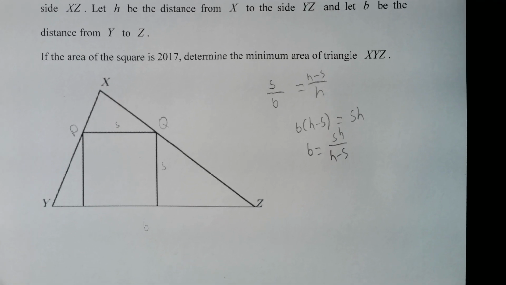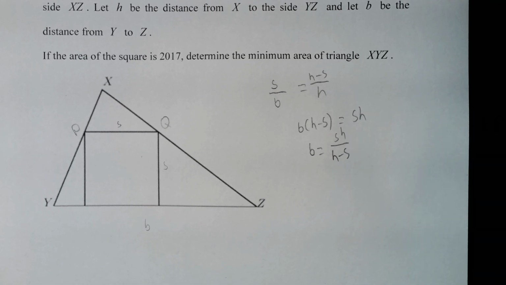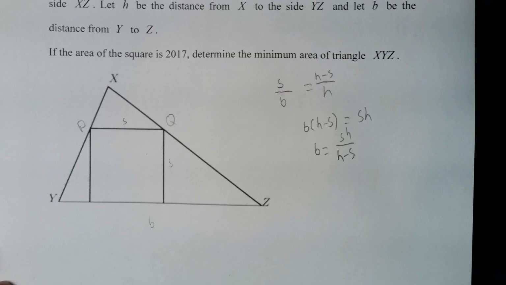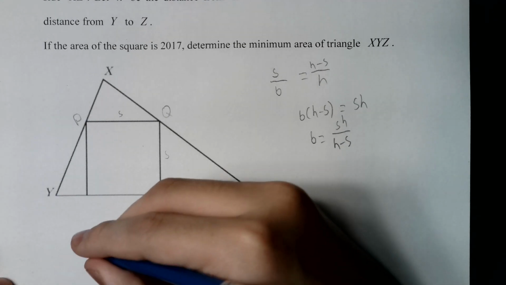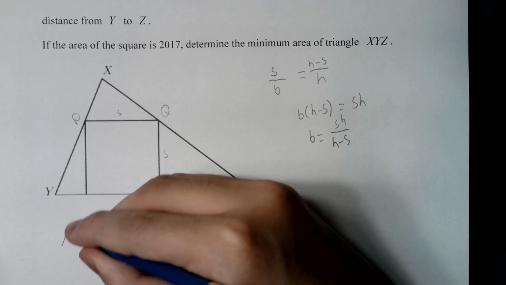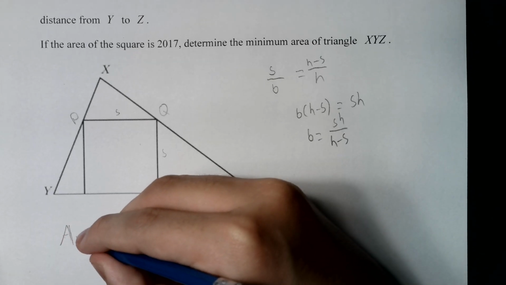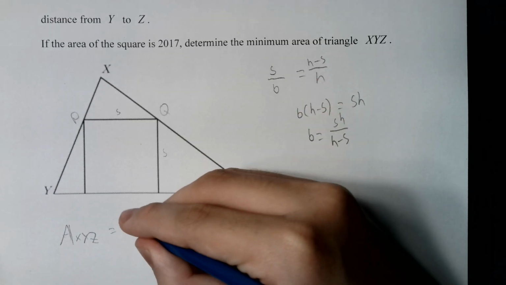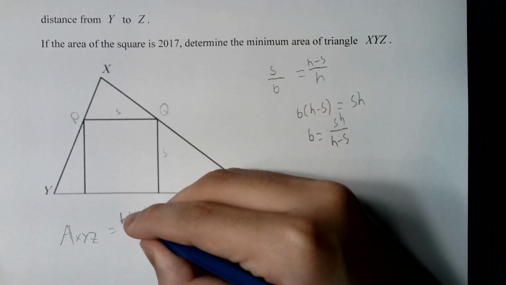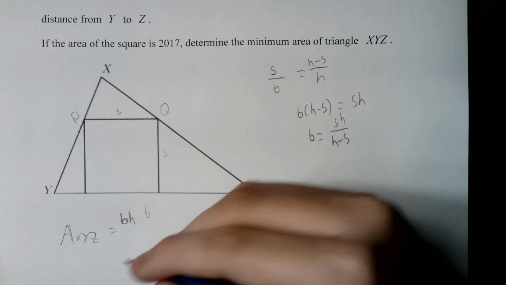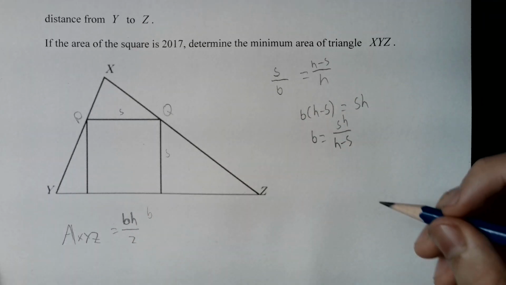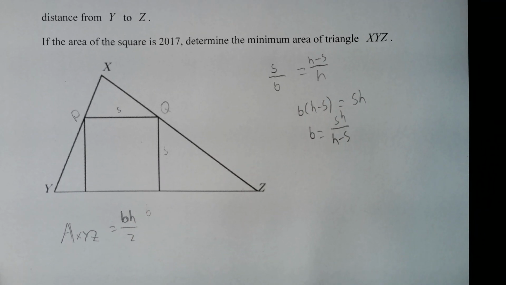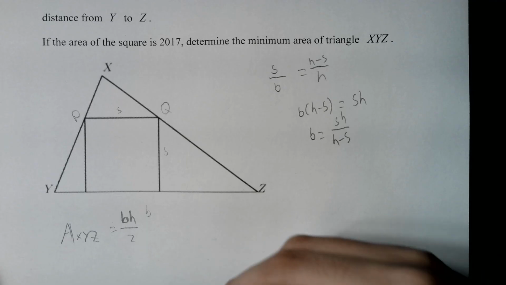So let's look at XYZ, for example. We need to find the minimum area of the triangle XYZ. So let's see what XYZ's area is. The area of XYZ is going to be equal to base times height, or BH, divided by 2. But we just solved for what B is in terms of S and H. So let's plug this into here.